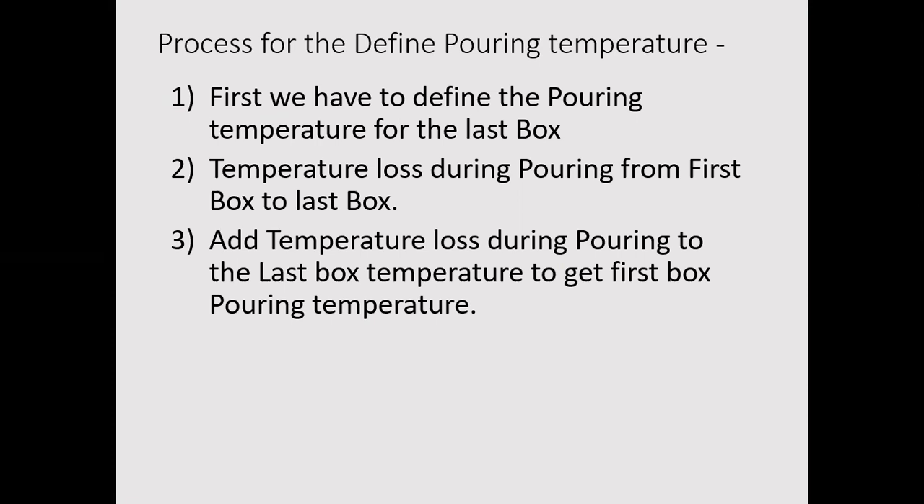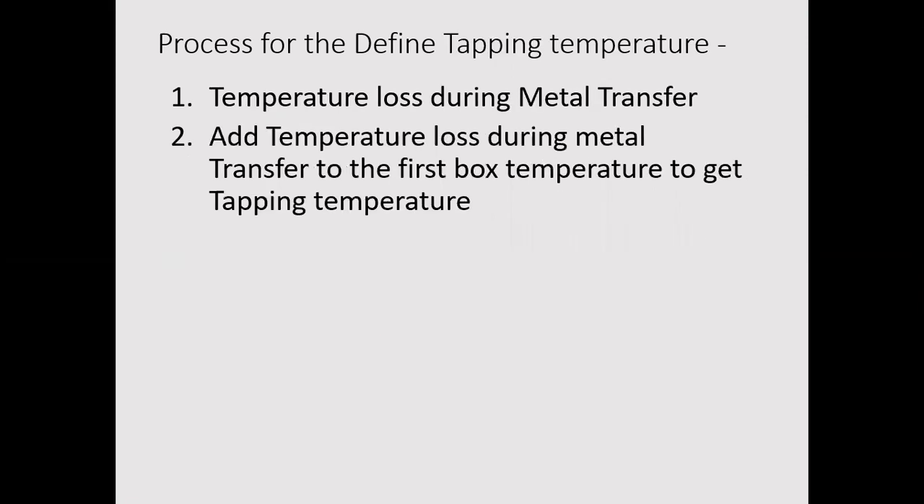First, we have to define the pouring temperature of last box. The temperature loss during pouring from first box to last box has to be calculated. Add temperature loss during pouring of first box to last box temperature to get first box pouring temperature. So you have to take the last box temperature, then add the temperature loss between first box and last box to that last box temperature to get your first box pouring temperature.